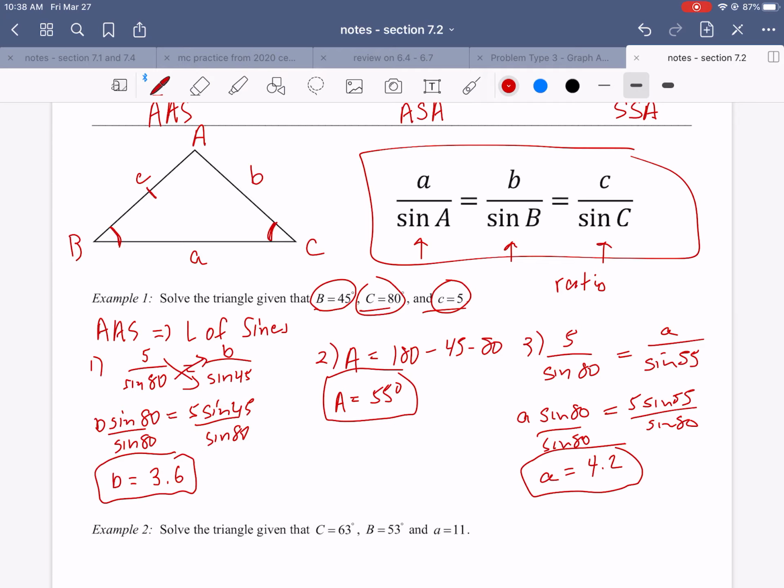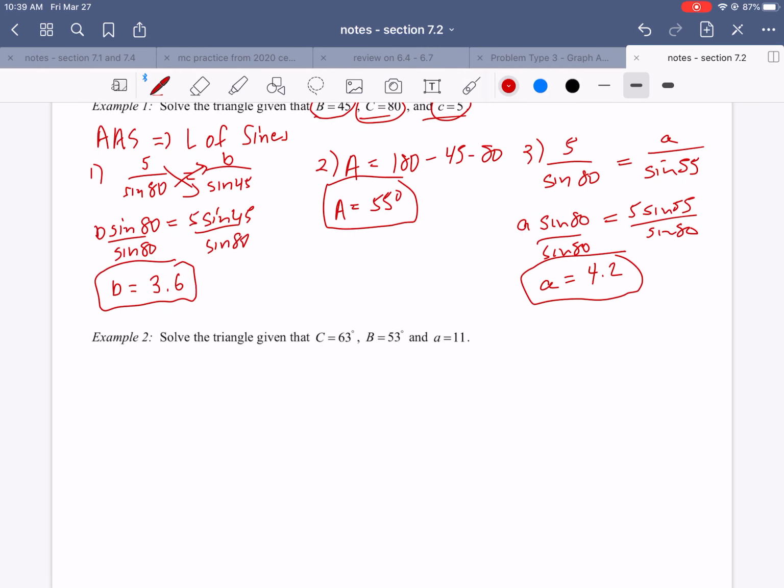Okay, so that'll do it for example 1, angle, angle, side, using our given ratios. Example 2, this time we are given capital C, capital B, and little a. So if I were to use one of my triangles again, I'm going to try my best to draw another triangle. That'll be good enough. This is going to be A, B, and C, and we are given angle B here, angle C here, and side A here. And so as you can see, that is angle, side, angle, which means that we are going to use the law of sines.